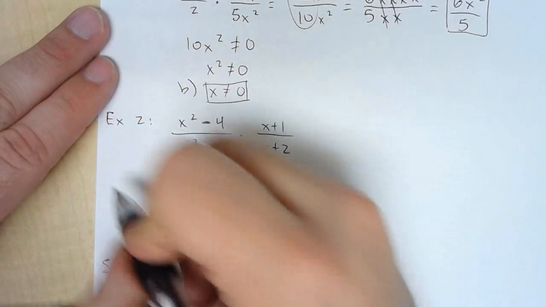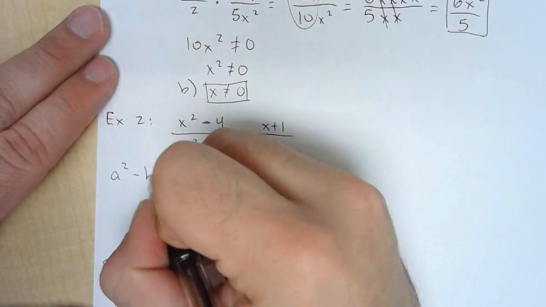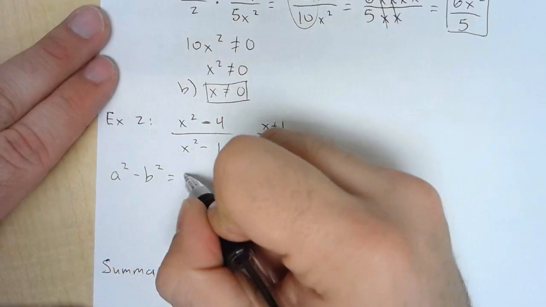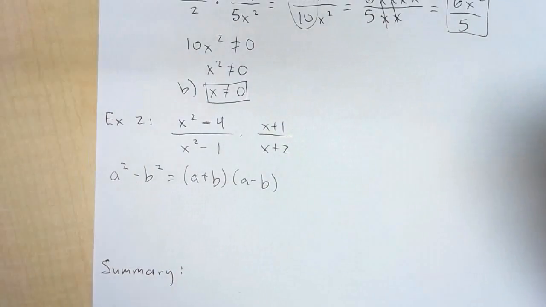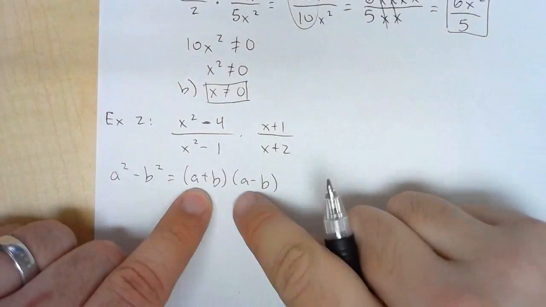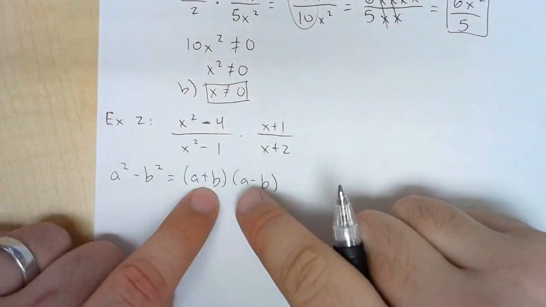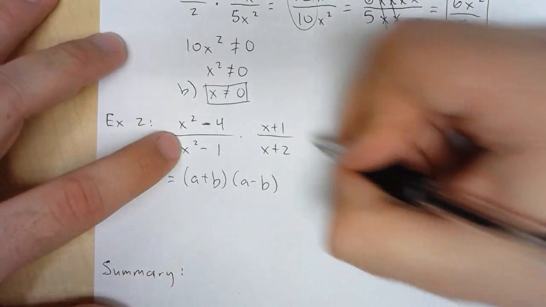And these are both perfect squares, which says we have something squared minus something else squared. That's going to give us a plus b times a minus b. So basically, we take the square root of each of them, one's a plus and one's a minus. So I'm going to factor my top part first.